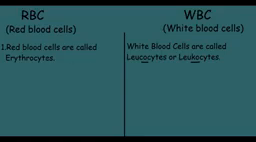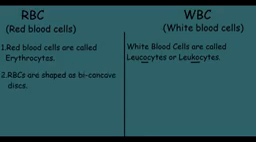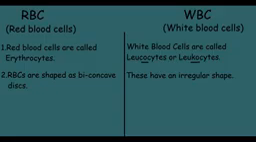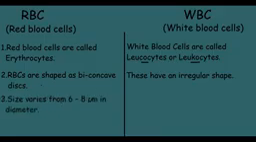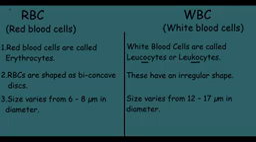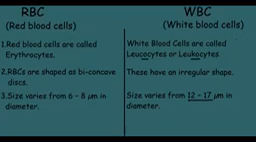Now let's move on to the second point. RBCs are shaped as biconcave discs, and WBCs have an irregular shape. Now the third point: the size of an RBC varies from 6 to 8 micrometers in diameter, and the size of a WBC varies from 12 to 17 micrometers in diameter. Now let's move on to the fourth point.